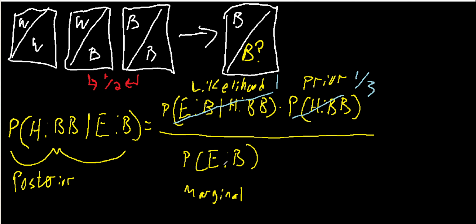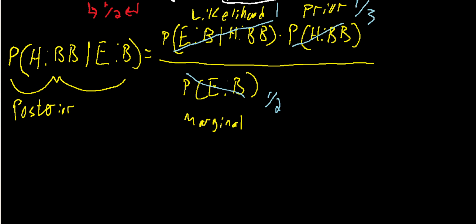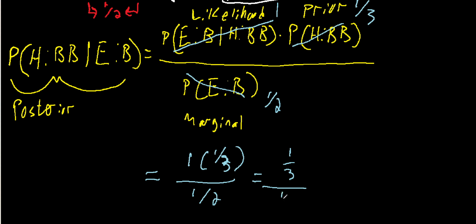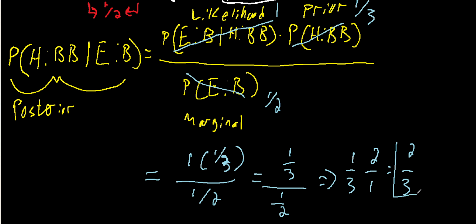Okay, and then finally, what is the evidence of seeing a black face? Well, there's 3 cards, and each of those cards has 2 sides, and 1, 2, 3 of those sides are black. So we have 3 of 6, or 1/2. Okay, and so as we go to calculate this, we have that this all equals 1 times 1/3 over 1/2. So we have 1/3 over 1/2. Invert all of that, so now we have 1/3 times 2 over 1, and we get 2/3 as the posterior distribution.